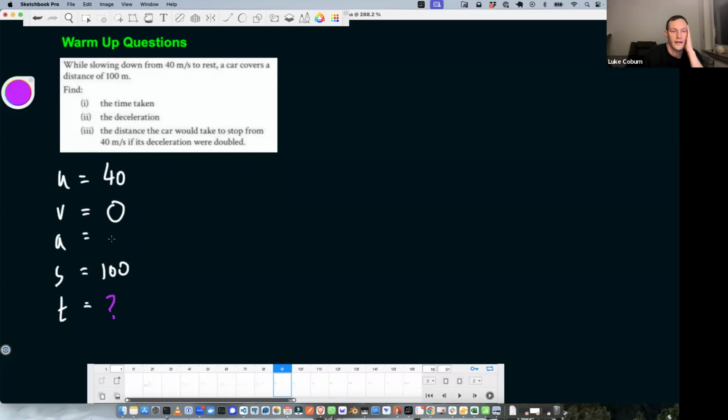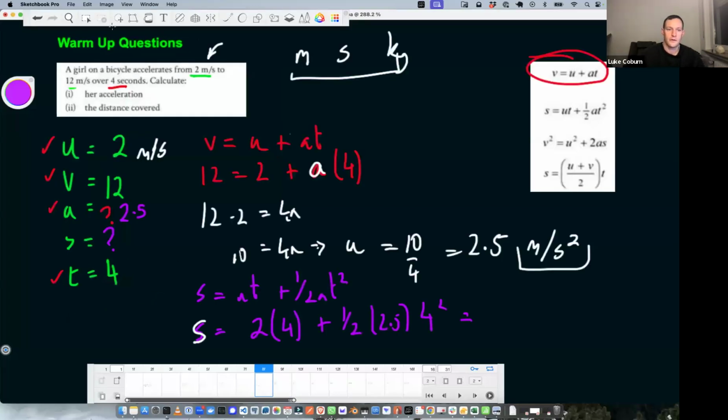And then this time it's deceleration, so whatever answer we get out here, we know it's going to be negative, okay? So we find the time taken first. This is the first one that we're after. Let me just get this.